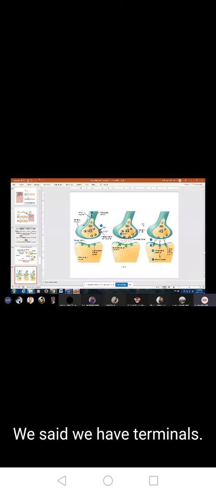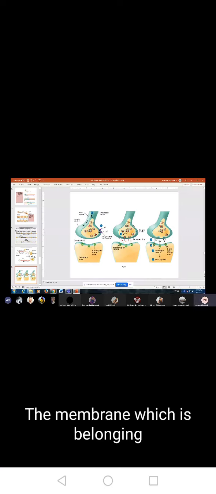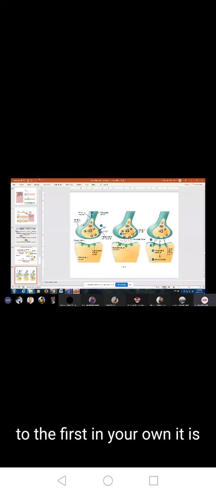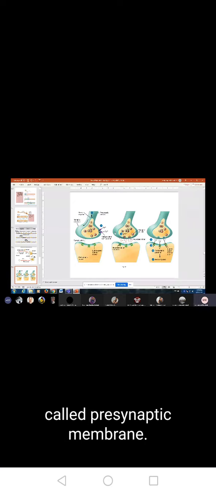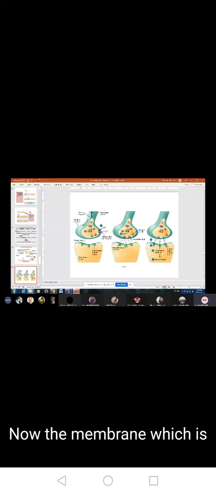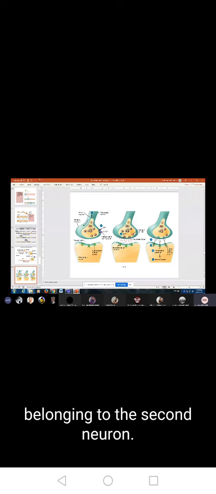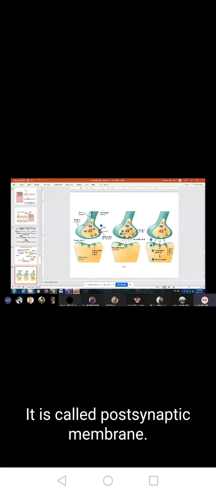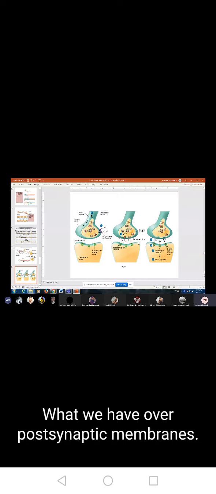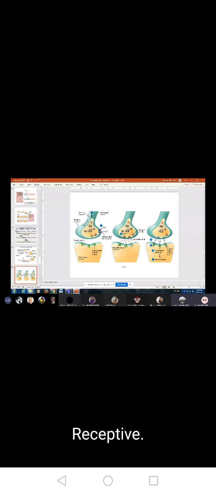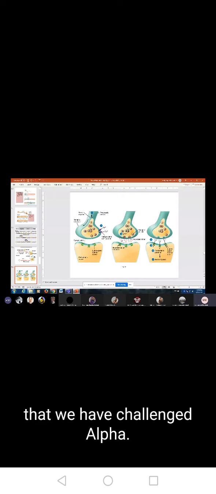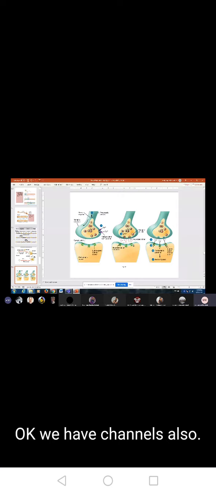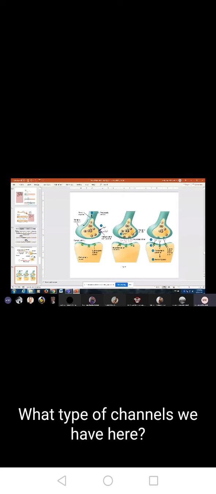We said we have terminals. The membrane belonging to the first neuron is called the presynaptic membrane. Now, the membrane belonging to the second neuron is called the postsynaptic membrane. What do we have over the postsynaptic membrane? We must have receptors first for the neurotransmitter. That's it. We have channels also.